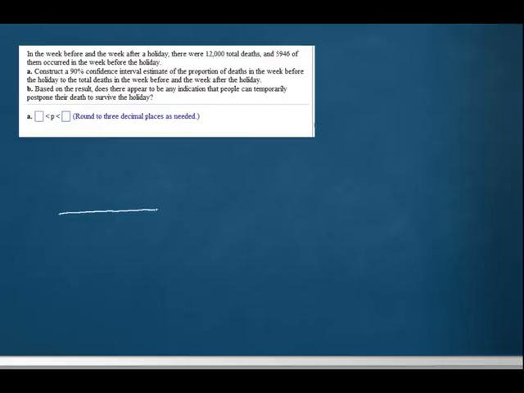Now, this is going to be an interval about a proportion. It tells us in the problem we're given a total number here, 12,000. And then we're given x, 5946. N is the number of observations. X is the number of observations that have whatever attribute it is you're looking for. In this case, it's the total number that occur before the holiday.